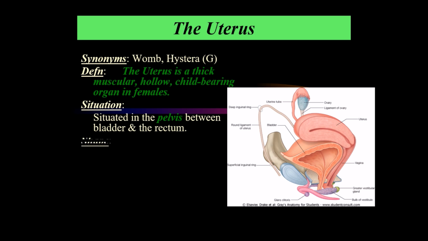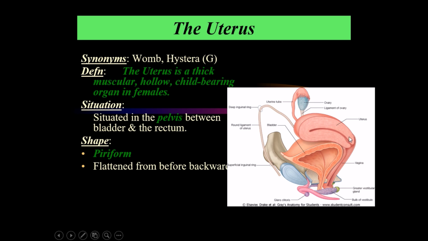So this is a pelvic organ, and the shape is almost pyriform. Because of the important organs in the front and the back, that is the urinary bladder in front and the rectum behind, which themselves have the capacity to expand to a large extent whenever they are full, the uterus is stuck in between, and it is flattened from before backwards.